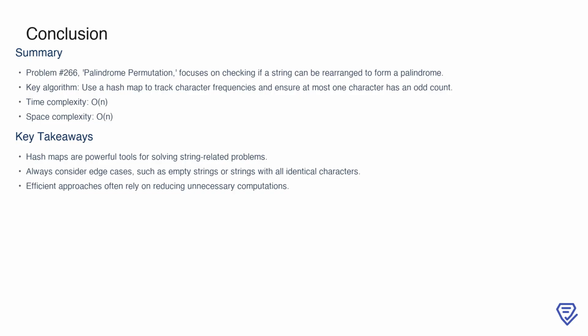Great job making it to the end. In this problem, we learned how to use a hash map to efficiently solve the palindrome permutation challenge. This is a fantastic example of leveraging data structures to simplify complex tasks. Don't forget to keep practicing similar problems to strengthen your skills.